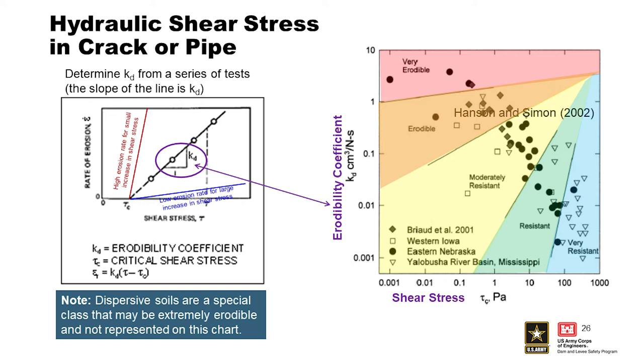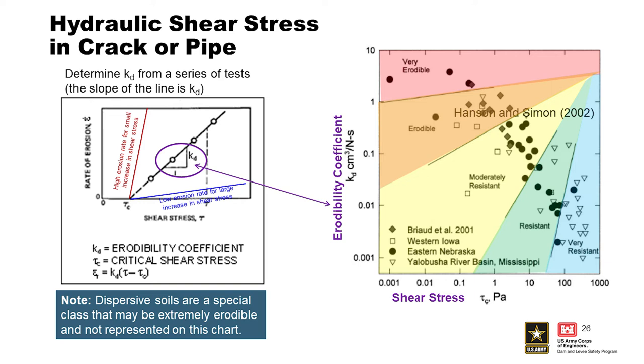And the steeper the slope, the higher the erosion rate, and the gentler the slope, the lower the erosion rate. So the higher the slope, the more erodible your material is. The gentler the slope, the less erodible your material is.